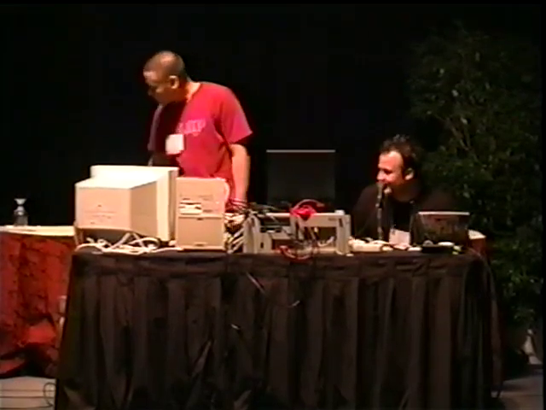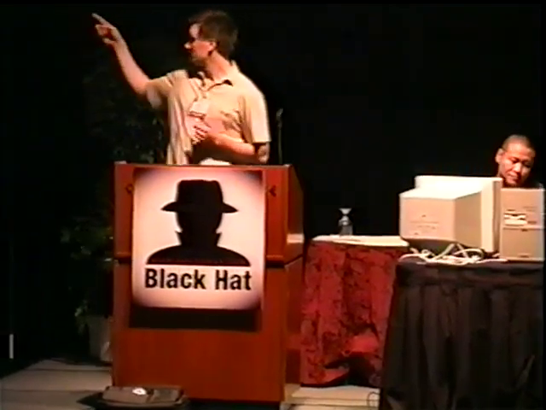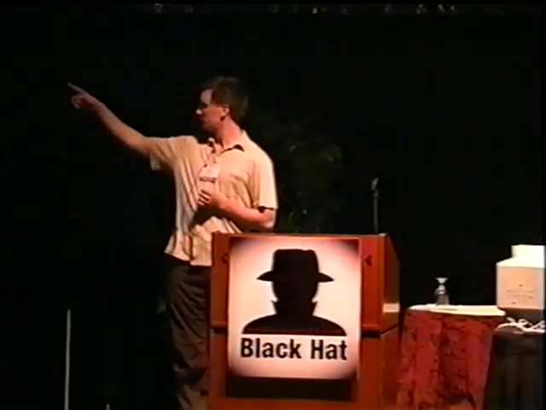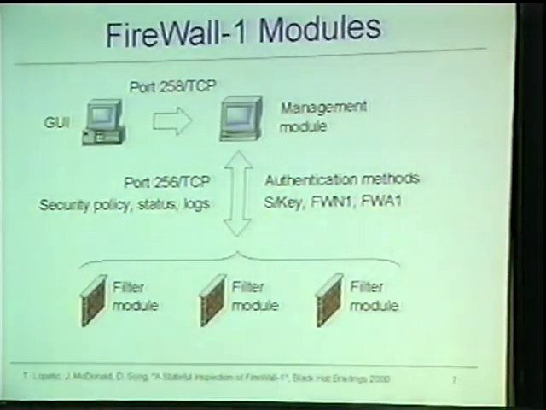So, like I said, we start with the inter-module authentication. FireWall-1 installations can be distributed. That means you have a management module, a centralized management module, which is controlled by the graphical user interface. All the communication between the graphical user interface and the management module is done via port 258 TCP connections. And the management module talks to the filtering modules via connections to port 256 TCP.